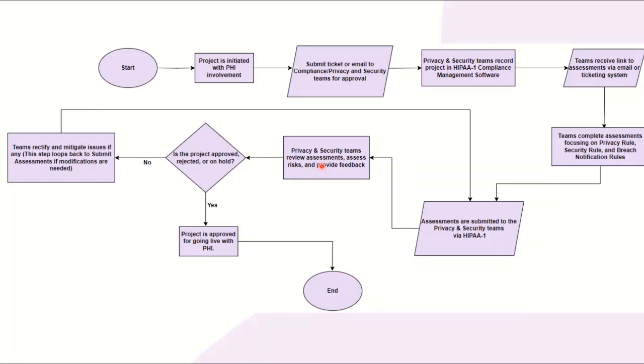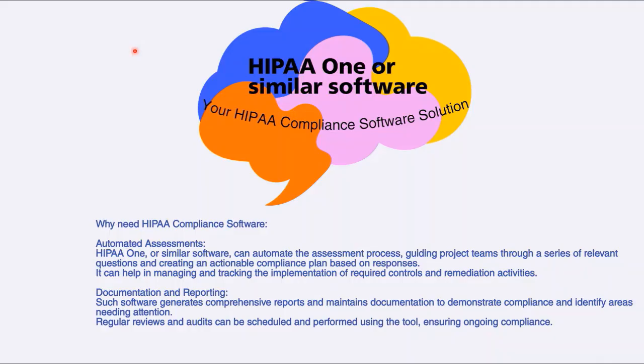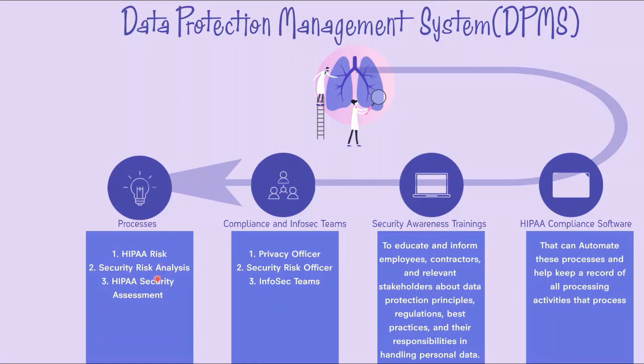And so the organization would then put all these processes into place under the data protection management system, where it would say that you need to take approval before going live with your project. You would have compliance and information security teams who would conduct these security awareness trainings to educate and inform employees what PHI is, what HIPAA is all about, what these processes are all about, how you need to take approval, who you need to reach out to in case there is a breach, who you need to reach out to take approval for your project. And then all this activity will be tracked and automated in this HIPAA compliance management software.